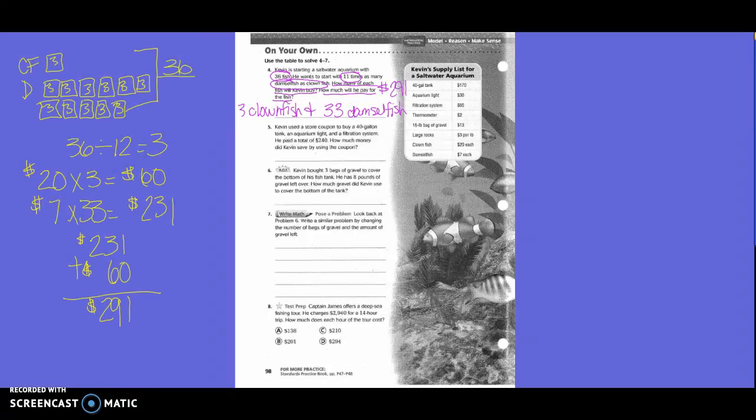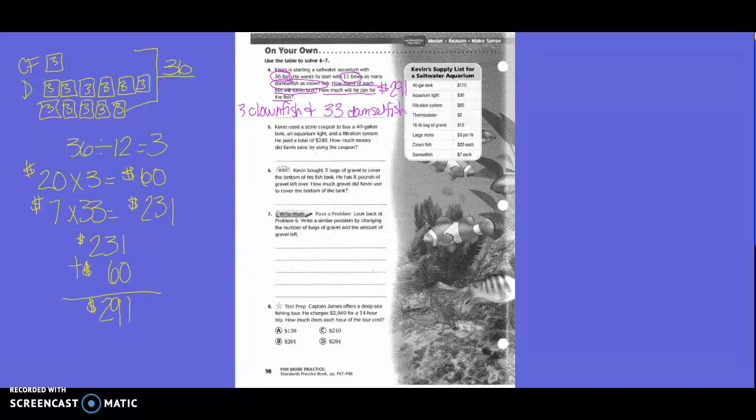So we set up our chart over here. We said the clownfish would have 3, the damselfish would have 33. We found that by doing 36 divided by 12, because that's how many boxes there were. We put 3 in each box. And then we took $20 times 3, because that's how many clownfish there were. So that was $60. And we took $7, because that's how much a damselfish cost, times 33, and we got $231. We added those together and got $291.